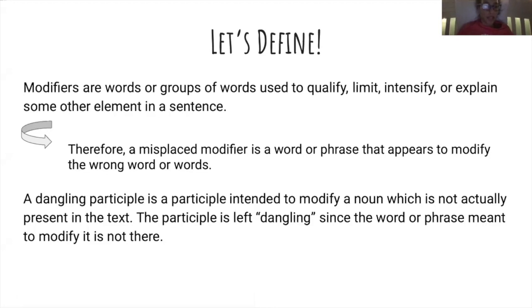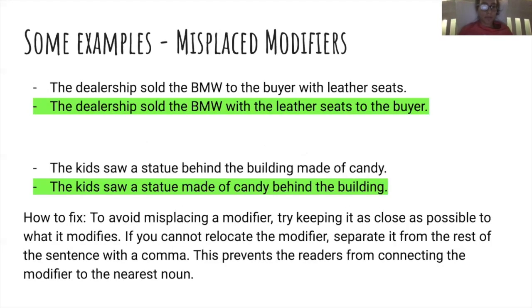And then a dangling participle is a participle intended to modify a noun which is not actually present in the text. A participle is left dangling, since the word or phrase meant to modify it is not there. And I'll show some examples now.